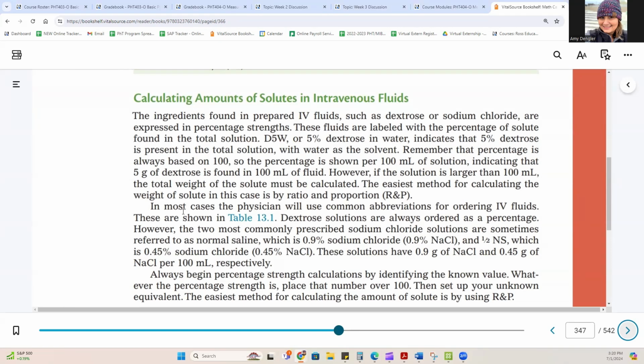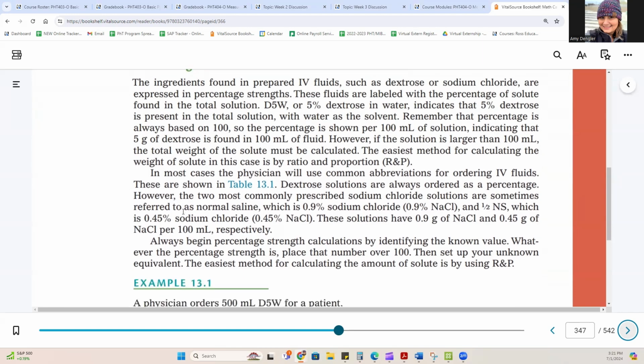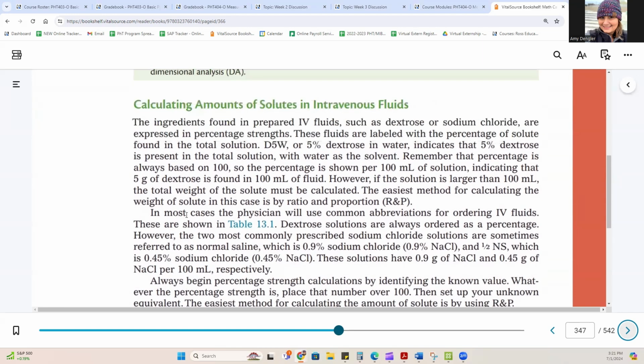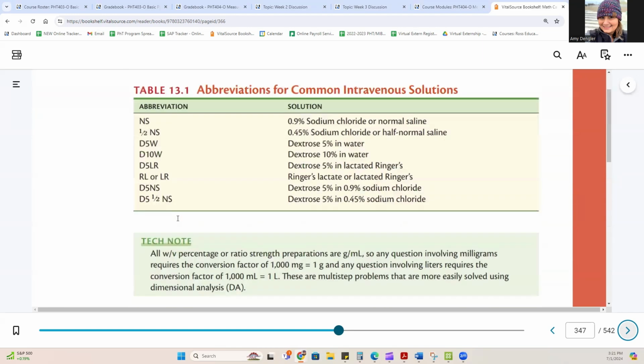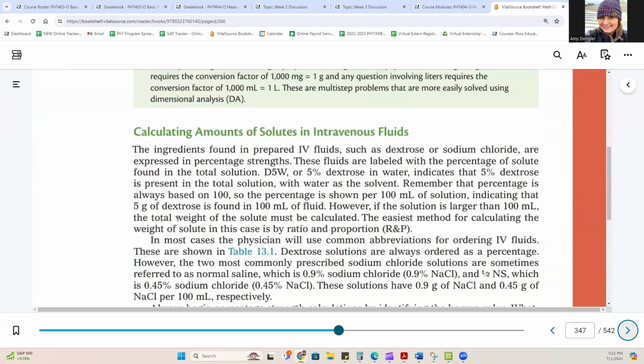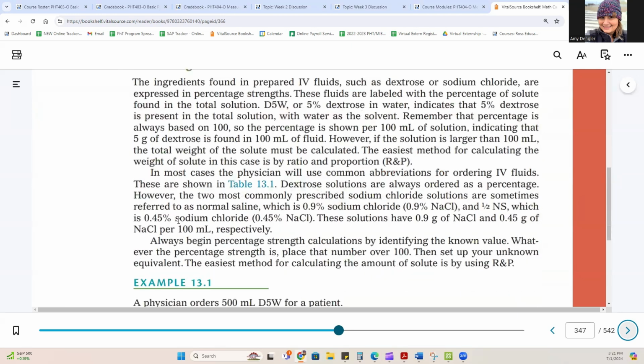However, if the solution is larger than 100 ml, the total weight of the solute must be calculated. And the easiest way to do that, of course, is to do a ratio and proportion problem. So in most cases, a physician will use common abbreviations for ordering IV fluids. These are shown in table 13.1 that we just went over. Dextrose solutions are always ordered as a percentage.